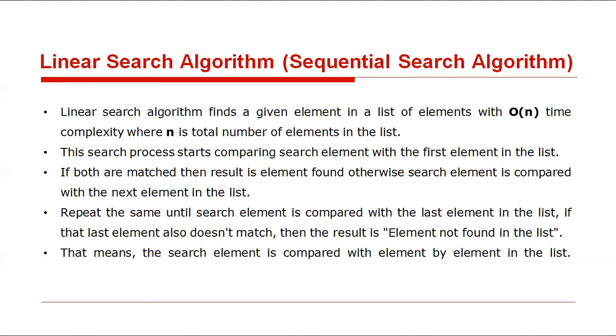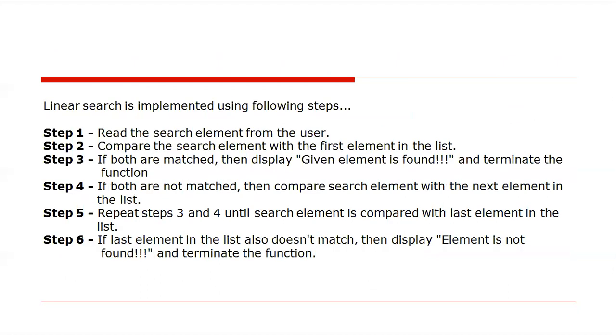That means the search element is compared element by element in the list. Element by element in the list, that is called sequential order or linear order. Clear all of you? So this is the linear search algorithm. Linear search is implemented using the following steps.